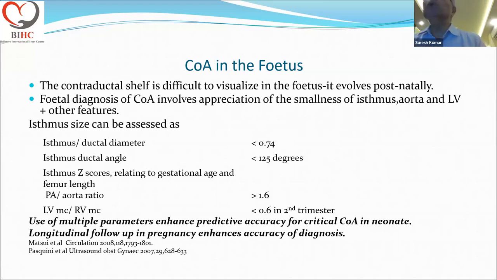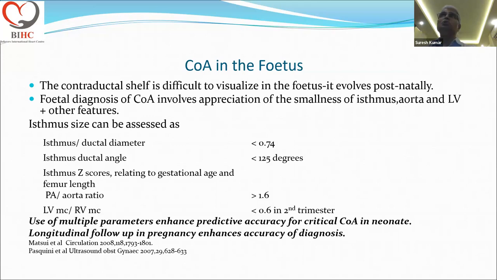If it's even more, suspect coarctation. And if you measure the mid-cavity diameter of the LV and the RV in mid-trimester, if the LV is less than 60% of RV, suspect coarctation. Using multiple parameters would enhance predictive accuracy of critical coarctation in the neonate, and longitudinal follow-up in pregnancy would enhance the accuracy of diagnosis.